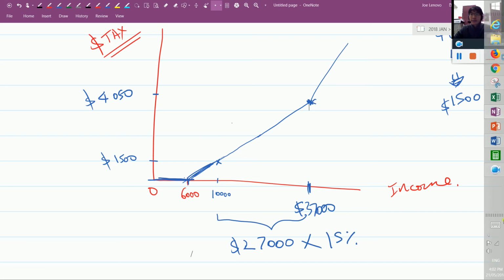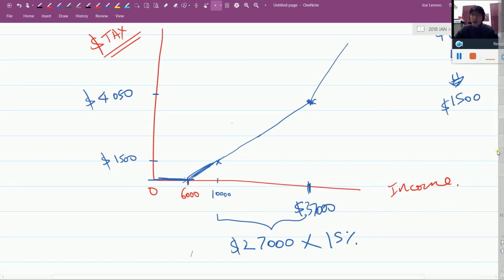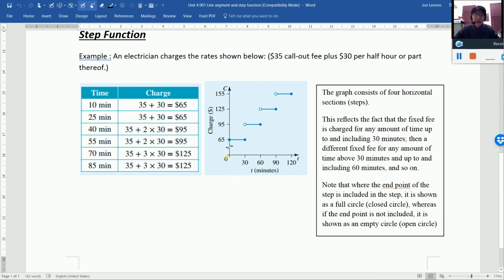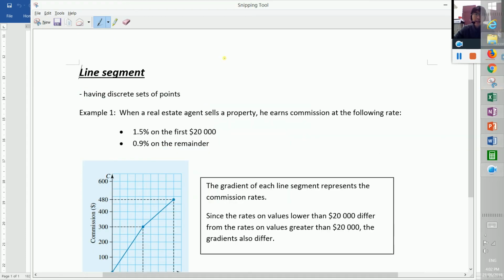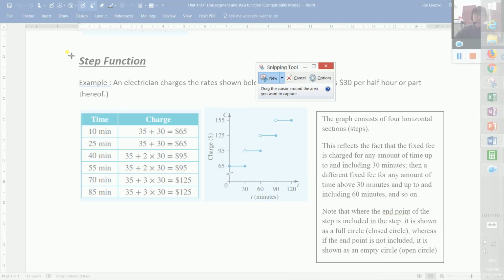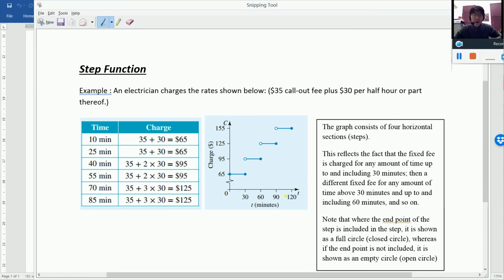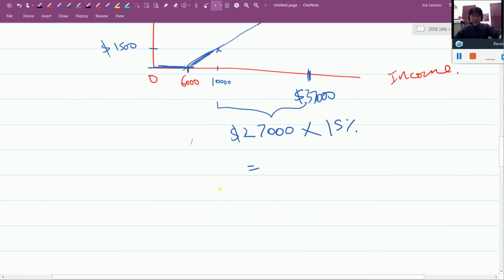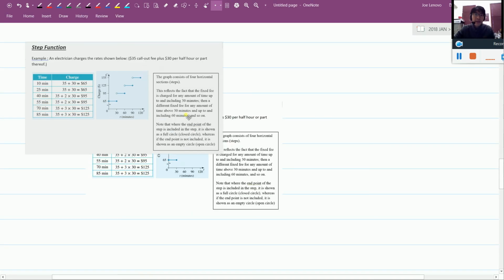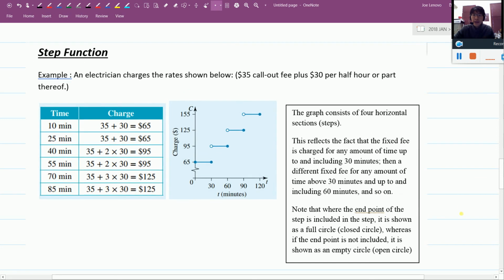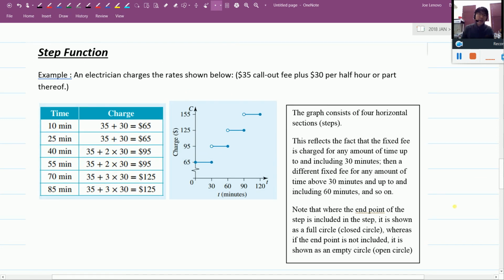The other situation, let me show you on the graph, is called step functions. For a step function, you can see the graph is more like you get a flat, then you skip to the next one, and then flat again. Have a look at the step functions. A step function would be more like electricians.